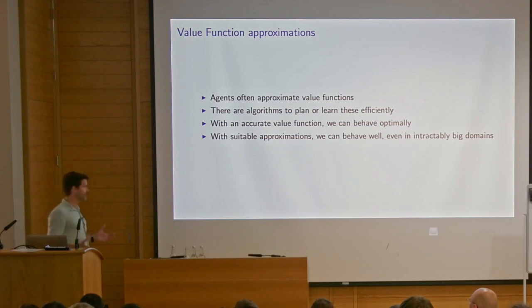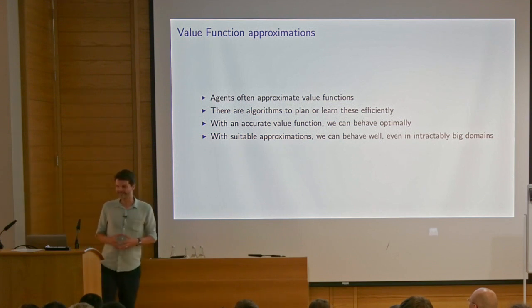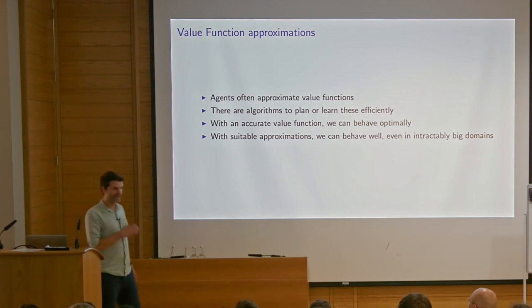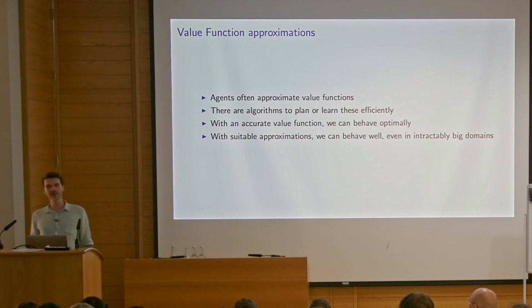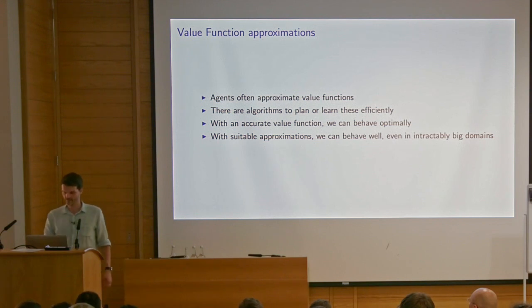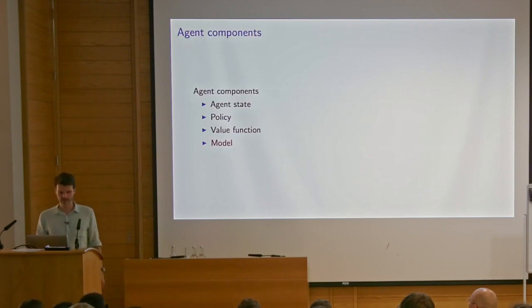So in general, as I said, our problems might be too big to solve these things exactly, but with suitable approximations, we can behave well even in intractably large domains. We might lose optimality, right? We might not be able to find the optimal value function or the optimal policy, but we might still be able to find better policies incrementally and repeatedly, and thereby do a lot better than we did initially. Okay, so I'll go through the final agent component, and then I think we'll do a short break.